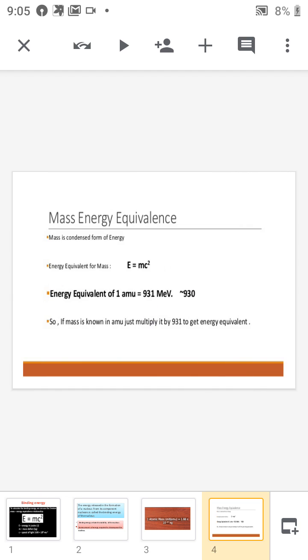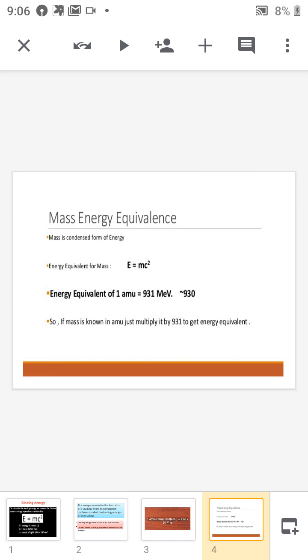Now we are moving to the next conversion. We have already discussed E equals mc squared, where m is expressed in kg or in AMU. If you are directly substituting the mass defect, delta m, in AMU, there is a relationship between AMU and energy in million electron volts. 1 AMU is equal to 931.5 million electron volt.